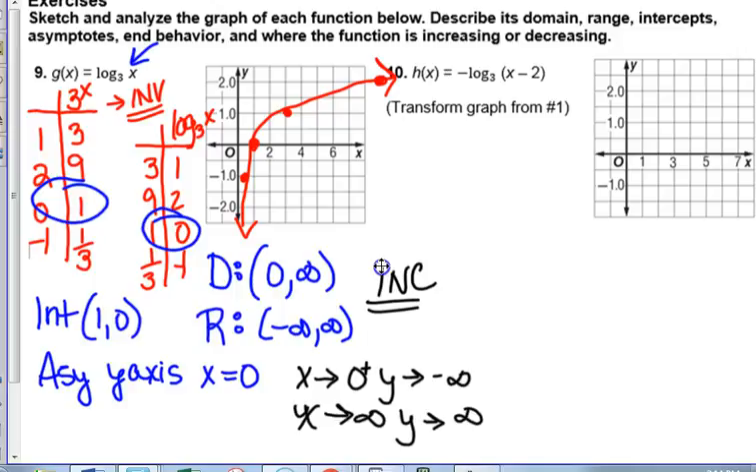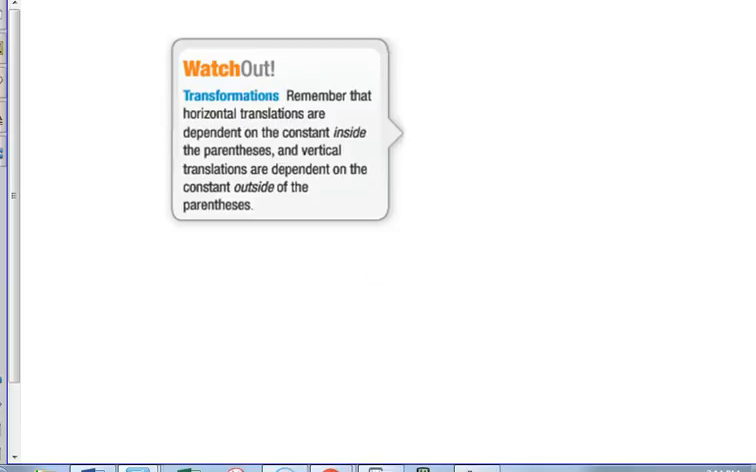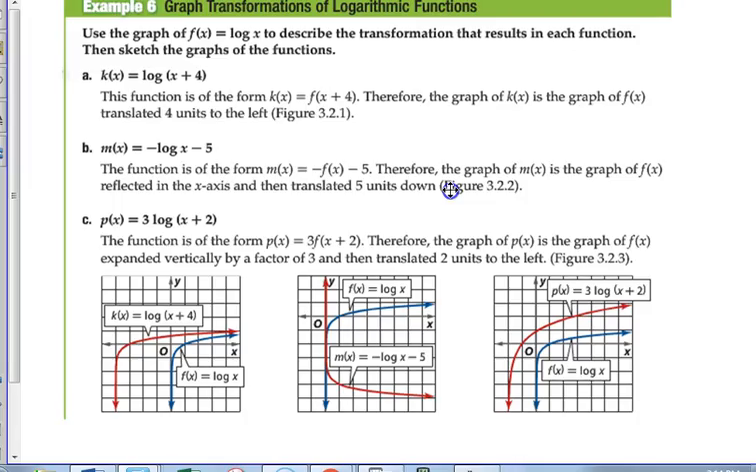All right, now I'm going to back up and talk about what happens when you shift these. Remember, anything in the parentheses affects horizontal, left or right. Anything on the outside of the parentheses or on the entire function affects up or down. So talk me through these real quick. What is this doing? Shifting where? Left 4. So here's the original one in blue, and here's the new one in red. What would this one do? 2 things.